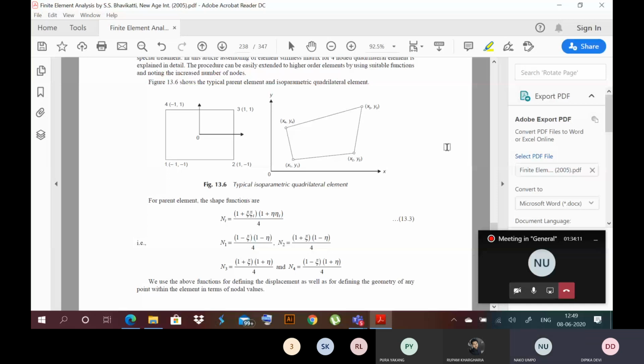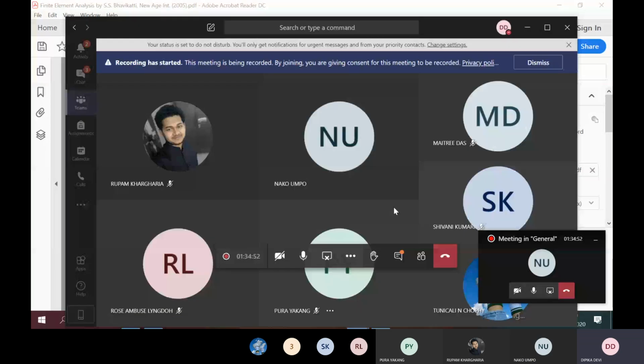We are left with only beam and frame. So we'll solve one problem for beam and frame, and you go through some problems of this book. Those types of problems will be there in the exam. Right? So I'll end the meeting.